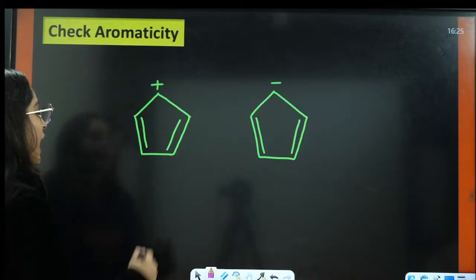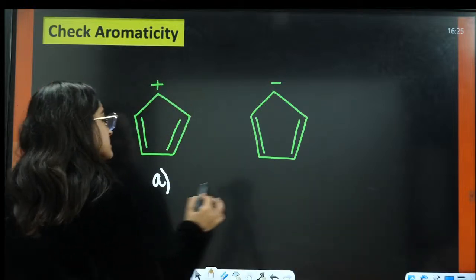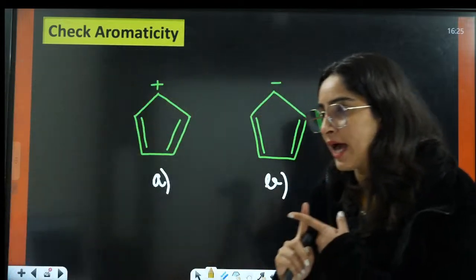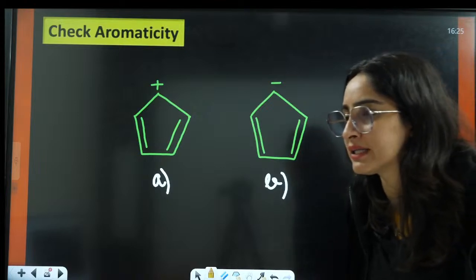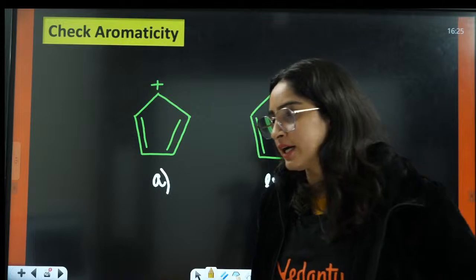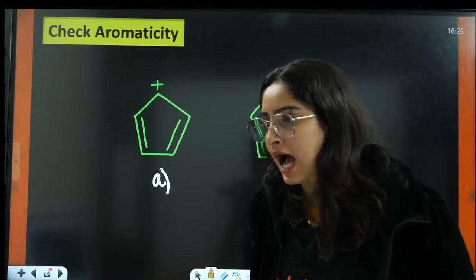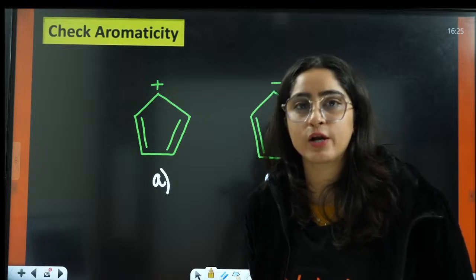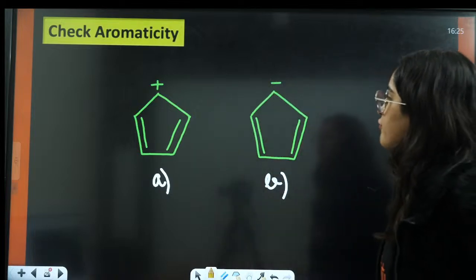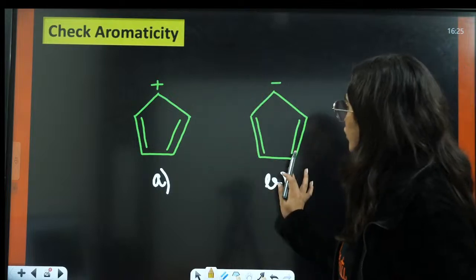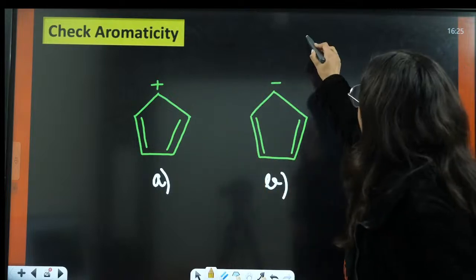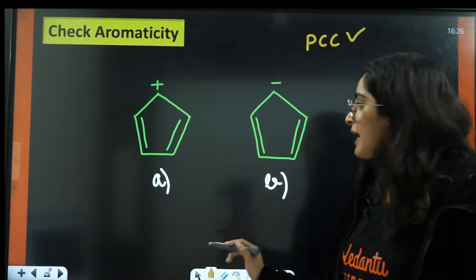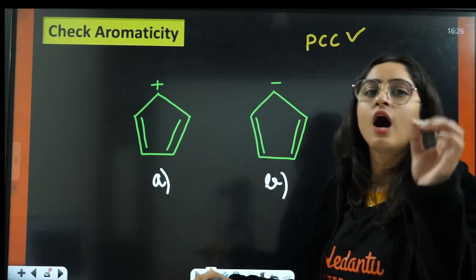Now coming to next, this is A and this is B. Are you able to calculate the aromatic and non-aromatic character, everyone? Everybody in the chat box, are you able to calculate the aromatic, anti-aromatic and non-aromatic character? Firstly, you have to understand the PCC, that is planarity is followed here. There is complete conjugation, they are cyclic. Okay, PCC is followed, so it is not non-aromatic, right? First thing. Now, for anti-aromatic and aromatic, you have to apply Huckel's rule here.